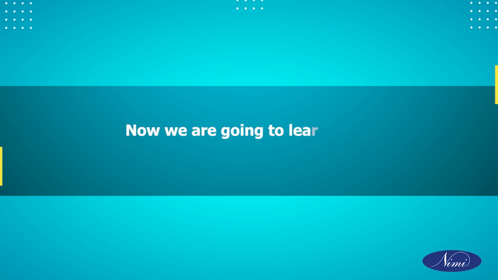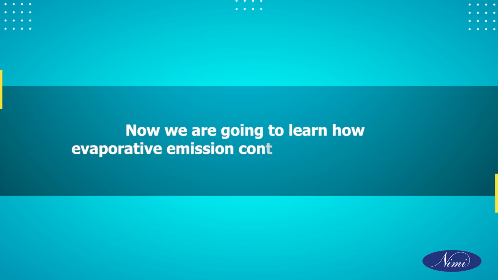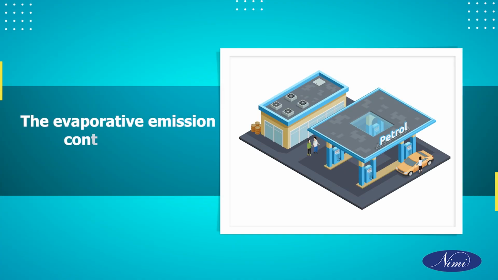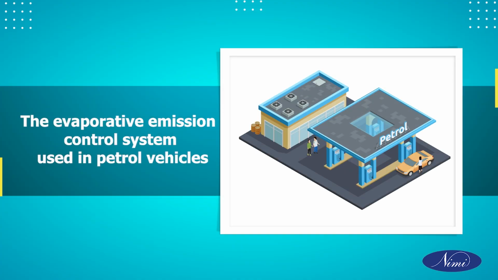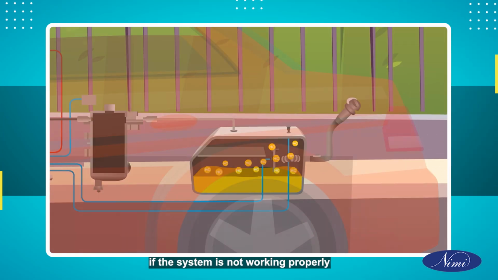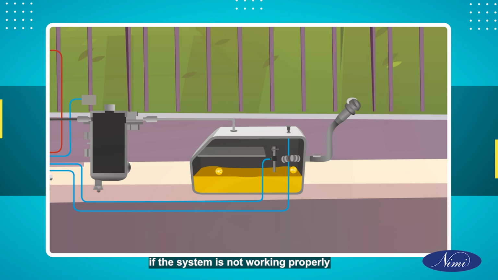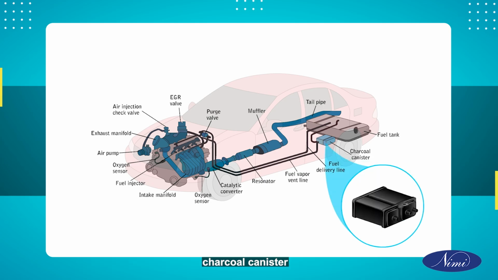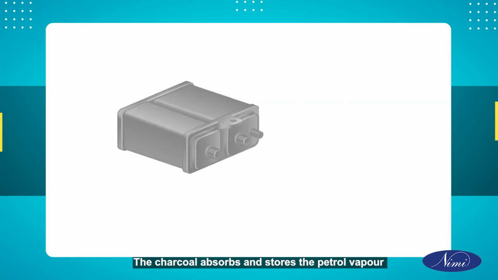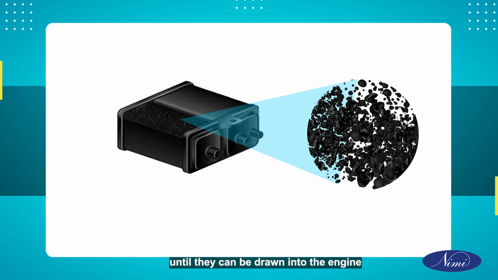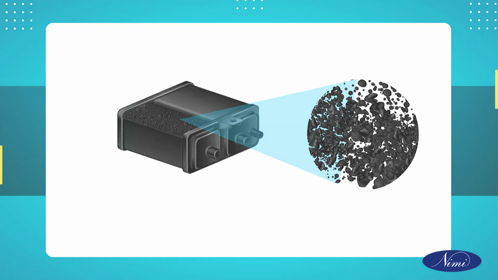Now, we are going to learn how Evaporative Emission Control System operates. The Evaporative Emission Control System is used in petrol vehicles. A parked car emits substantial emissions if the system is not working properly. The main component of the evaporative emission control system is the charcoal canister. The charcoal absorbs and stores the petrol vapor until it can be drawn into the engine.